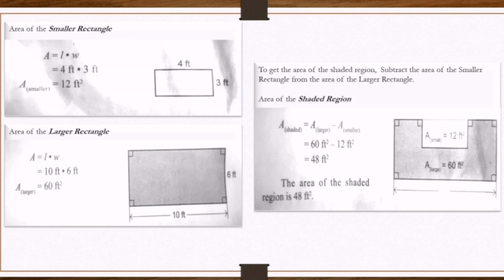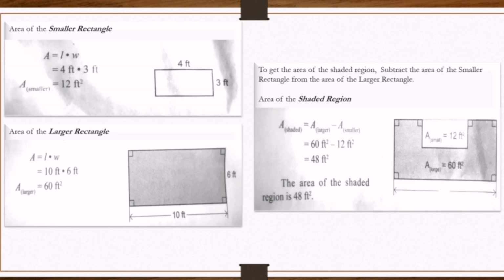Now, for the area of the smaller rectangle, we have area is equal to length times width, which is 4 feet times 3 feet. Now, the area of the smaller one is 12 feet squared. Now, for the area of the larger rectangle, we have the area equals to length times width, which is 10 feet times 6 feet. Now, the area is equal to 60 feet squared.